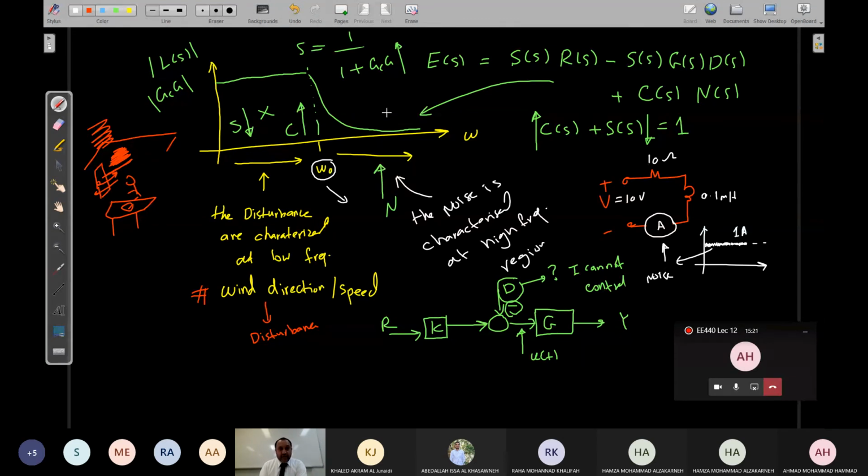The same thing here in the high frequency region. I don't care about the D. Why? Because D is here, not here. I will never, let's say, have a disturbance in the high frequency region. So in this case, I don't care about S. If this one increases, I only care about C to be what? Reduced. Good?